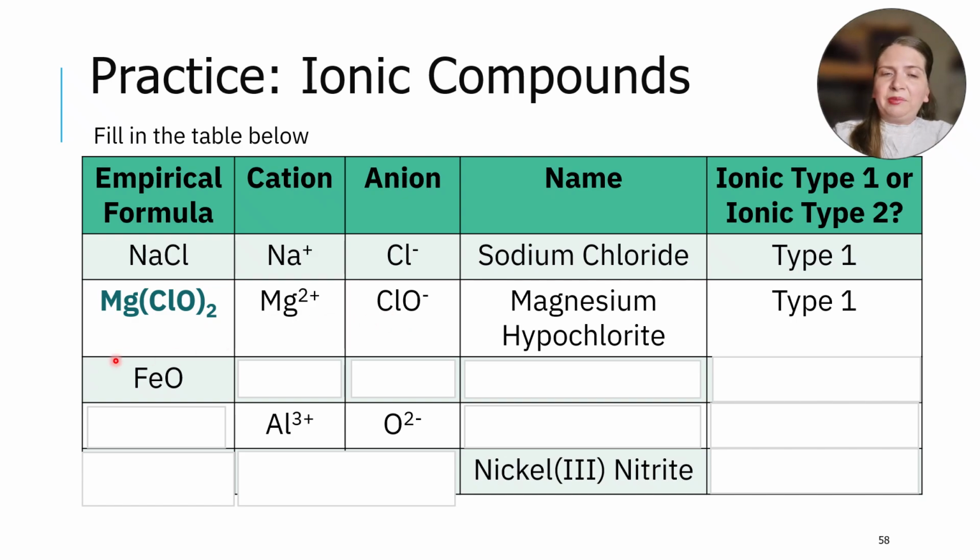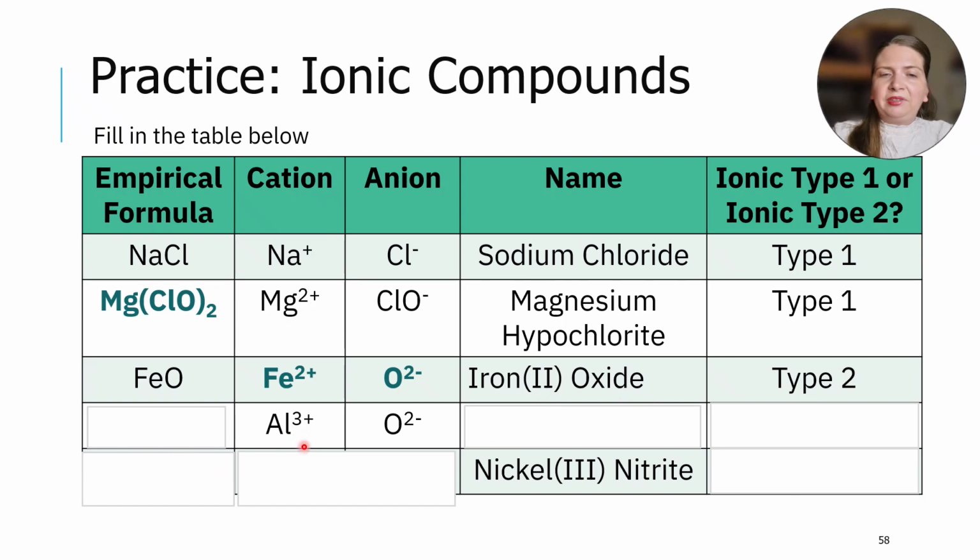Next, we have the chemical formula FeO. Iron does not have a predictable charge, so this is a type 2 ionic compound. Oxygen has a 2 negative charge, so the iron must have a 2 positive charge to create an overall neutral compound. The name of the compound will need to include Roman numerals because it is a type 2 ionic compound. The name will be iron(II) oxide.